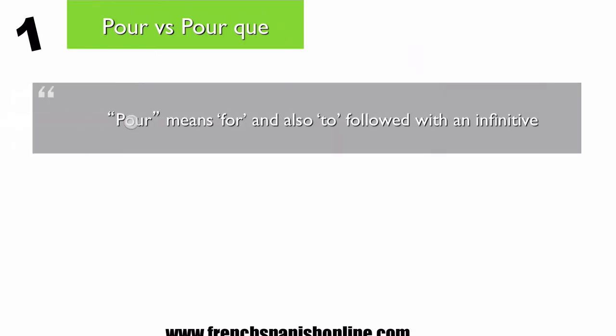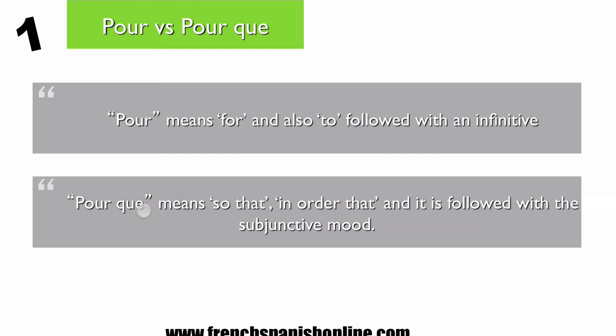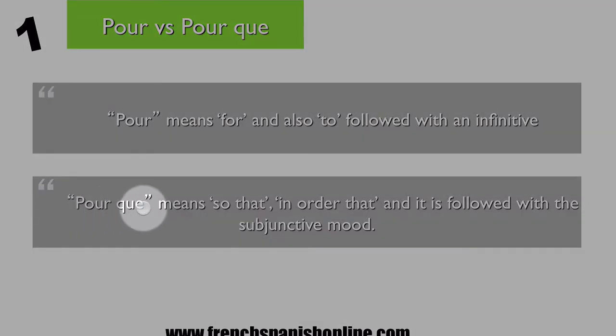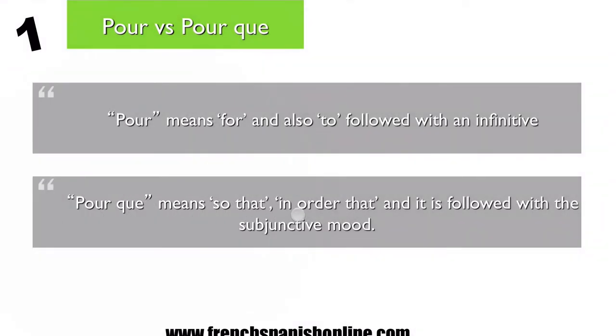First, pour means, of course, for, you know it, but we are not going to see here all the meanings of this word pour. And also, to, when it is followed with an infinitive, in French and in English. Now, pour que means so that, in order that, and it is followed with the subjunctive mood in French. So let's see now some examples on how to use it.